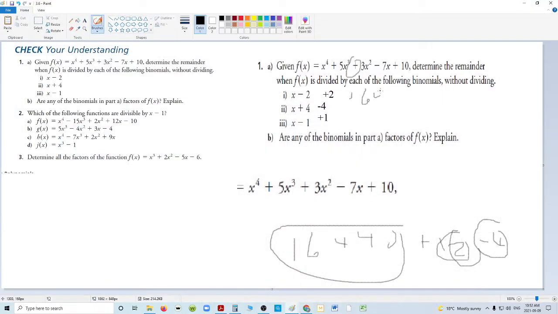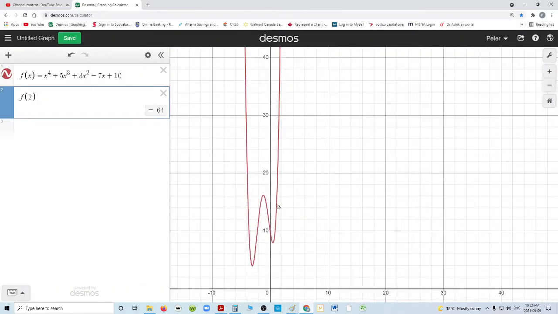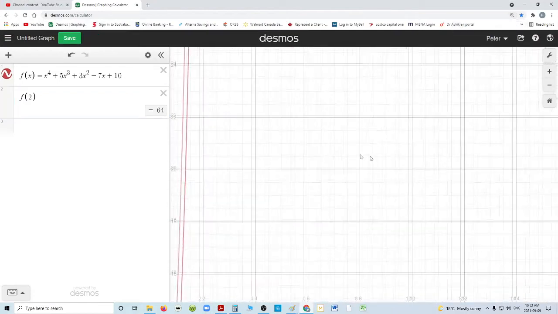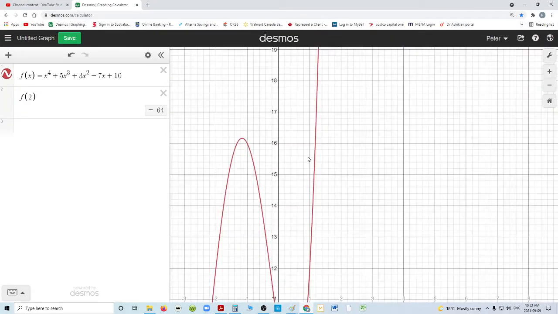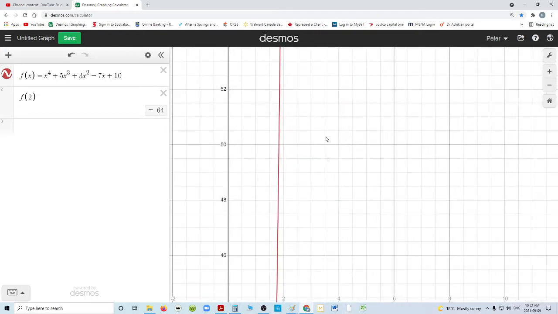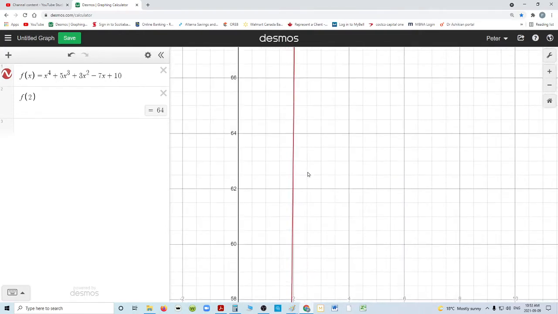Since the remainder is 64 when I plug 2 in, I discover that at 2, 64 will be a point on this graph. So if I go here, and I go to 2, let's see where 2 is. Oh yeah, of course 2 is going to be way up here. That's 64.